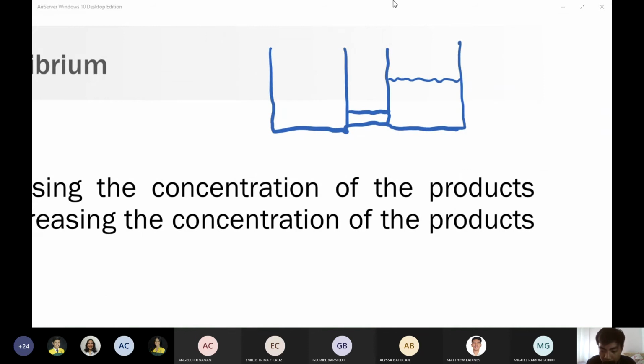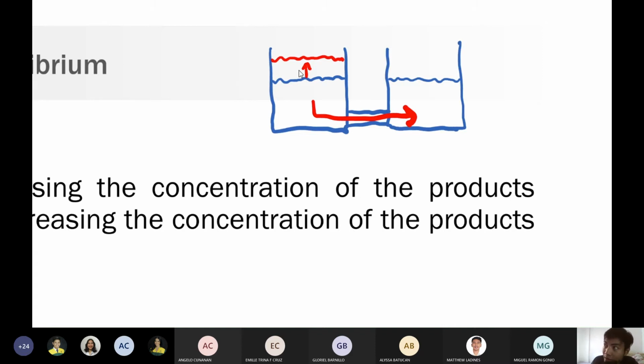Suppose ito yung ating balance. What if dagdagan ko yung reactant? What will happen? If I increase my reactants, the system will shift to the right. Okay? So increasing the concentration of the reactants will push the equilibrium to the right. Okay? It will shift the equilibrium to the right.